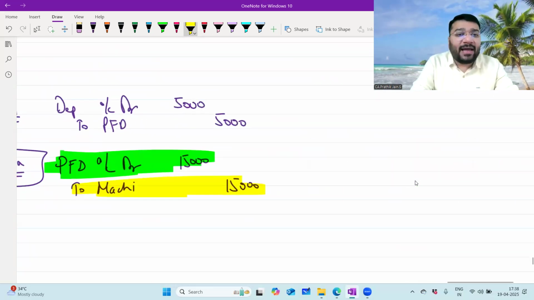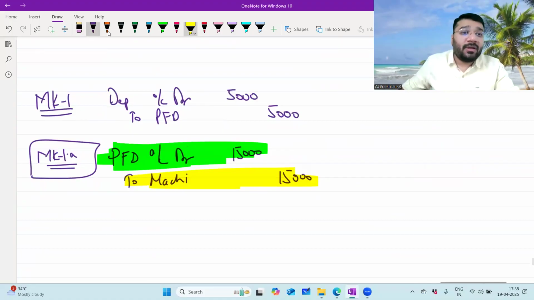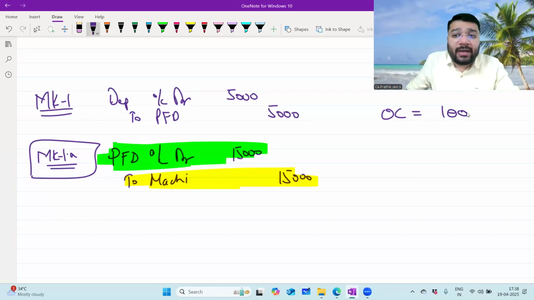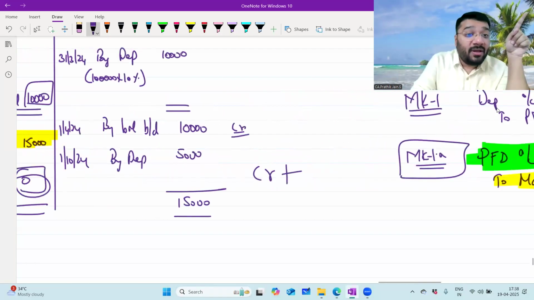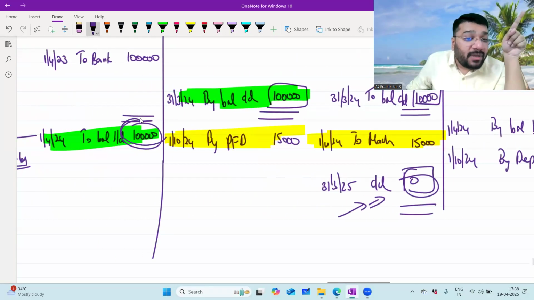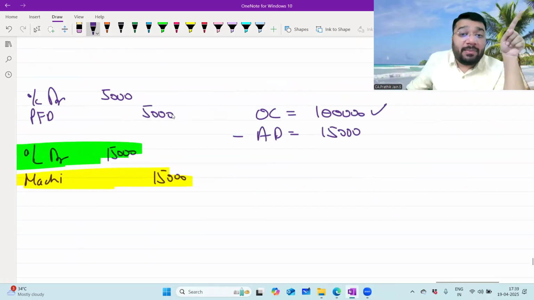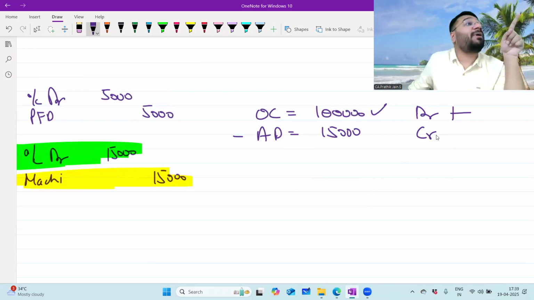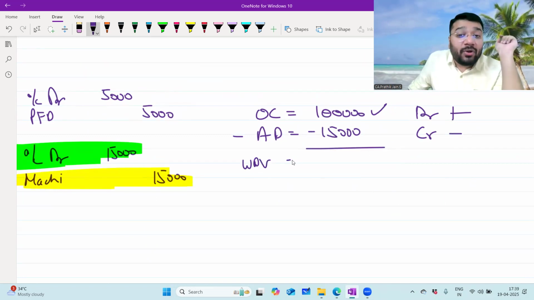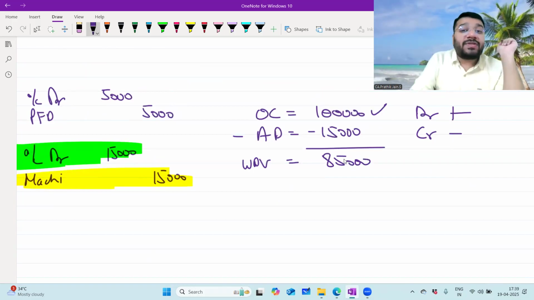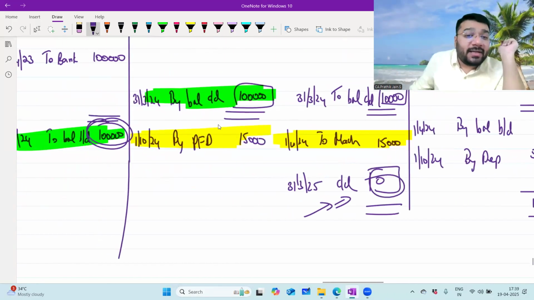Now tell me people, what is the value of the asset as per your book now? Sir, original cost of the asset is how much? 1 lakh. Minus accumulated depreciation 15,000. 1 lakh rupees is appearing on the debit side of your machinery account. Debit means plus. 15,000 rupees is appearing on the credit side of the machinery account now. Credit is minus. So 1 lakh minus 15,000. What is the value of the asset in your book? WDV is 85,000. You see, accumulated depreciation is appearing on the credit side of machinery account.